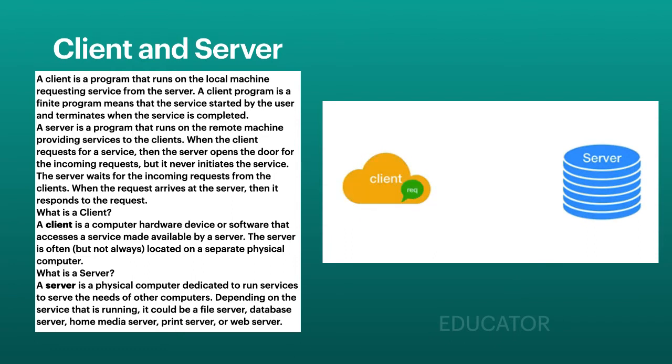We will discuss the architecture after that, but the two important terms you have to always remember: a client is a computer hardware device or software that accesses a service made available by a server. And a server is a physical computer dedicated to running services to serve the needs of other computers. That means there will be multiple clients for one server. That is the architecture, which I will describe when we discuss the next slides. But the client and server are the two important terms you have to note.